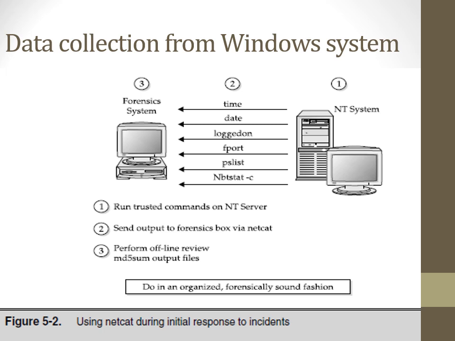We also have PsList. PsList is a command that is used to obtain the processes that are currently running on a particular system, or on a particular machine. Why is it important for us to know the processes that are currently running on a particular system? Let me start by saying this.